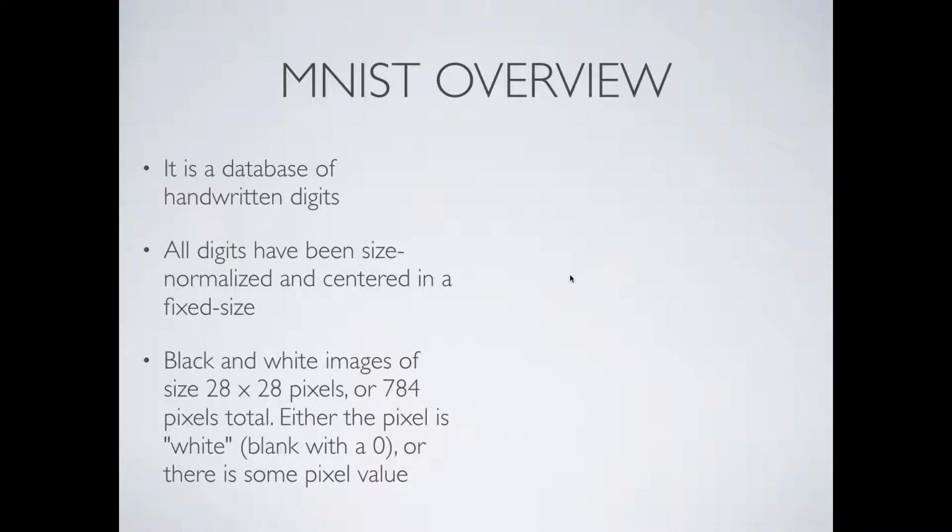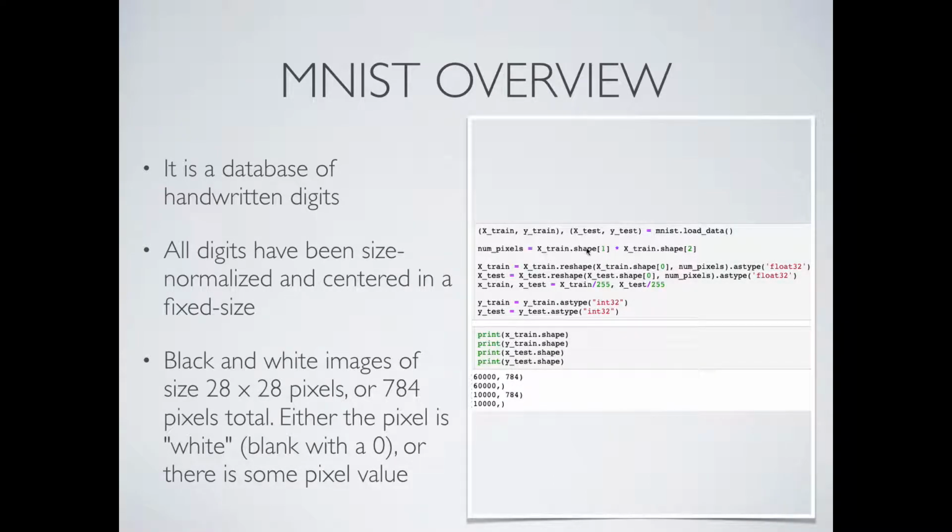The MNIST dataset is a database of handwritten digits. All the digits have been size normalized and centered in a fixed size. It comes with black and white images of size 28 by 28 pixels, and either the pixel is white, blank with a 0, or it has some pixel value. I got the dataset from the Keras library, using MNIST load data to get the training and test sets. There are 60,000 data for training and 10,000 for testing.